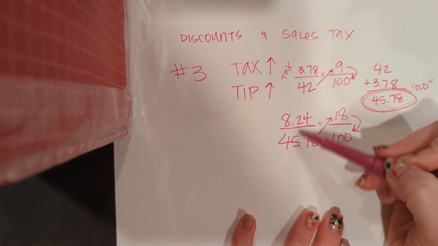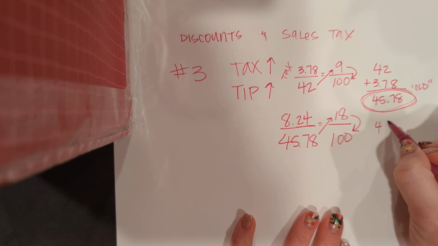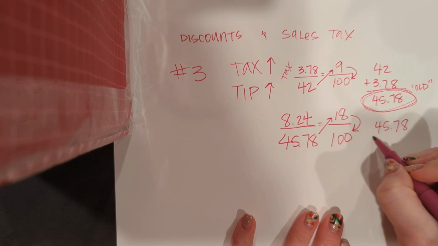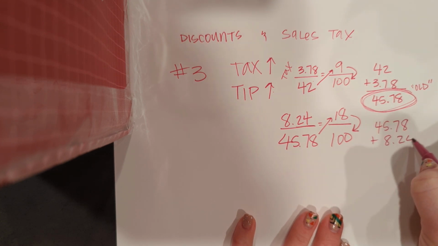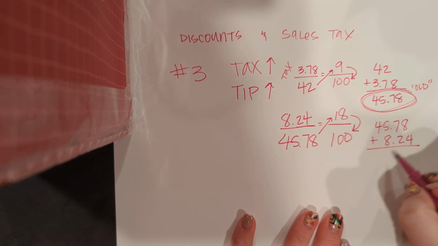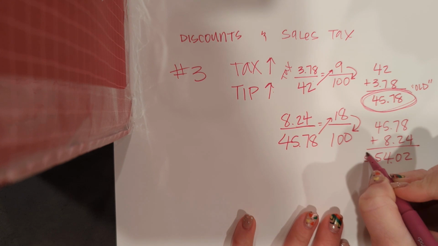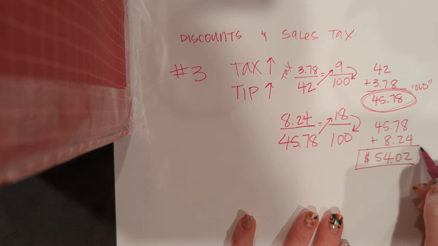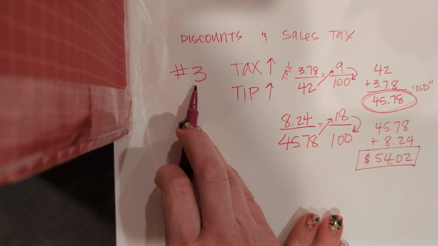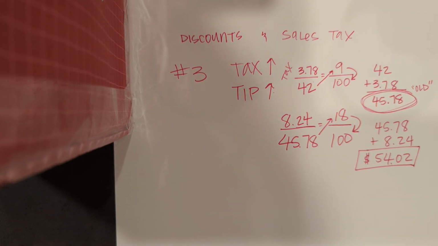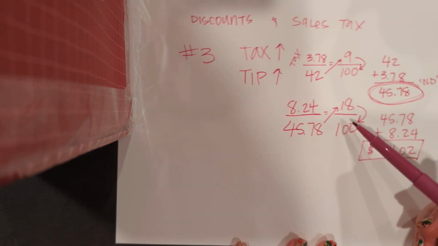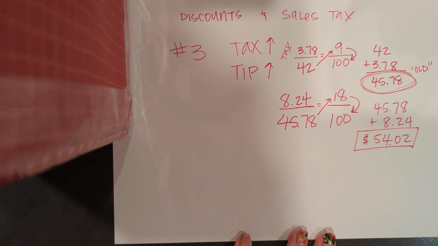Because it's an increase, I add these two together. 45.78 plus 8.24. Once I add those together, I get a total of 54.02. So you're going to look for the blue box that has 54.02 and drag that to the answer for number 3. So that was 2 examples, actually, of an increase.